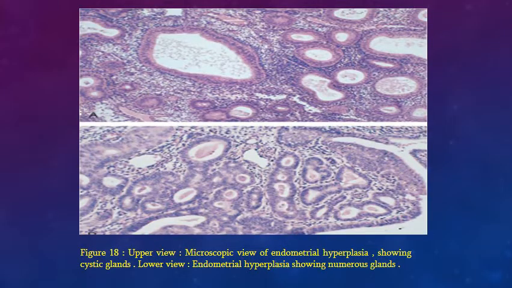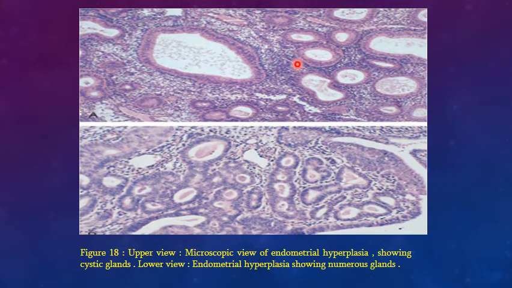Here we are coming to the microscopical view of endometrial hyperplasia. This is a lower view, and this is the upper. Look at here: enlargement of the glands, increase in the number of the glands, decrease of the stroma in between the glands. So here is more hyperplastic.